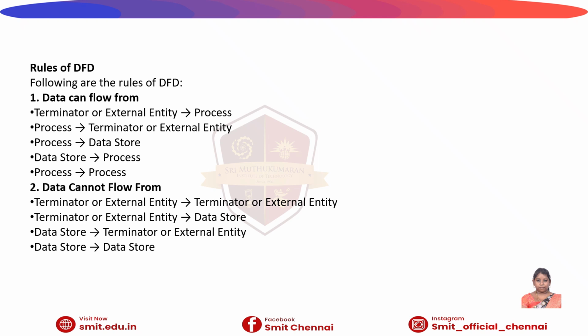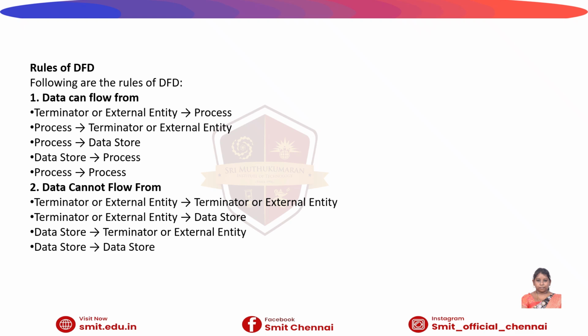Next are the rules for drawing the data flow diagram. We can say there are two kinds: one is the valid data flow and next is the invalid data flow. For the valid data flow, the external entity must be connected to a process. The communication must be represented from the process to the external entity, process to the data store, the data store to the process, and the process to process.